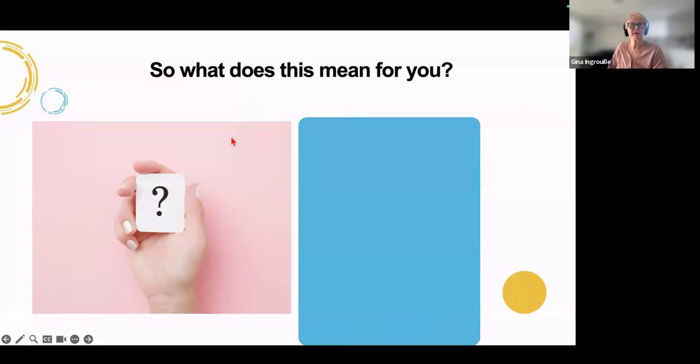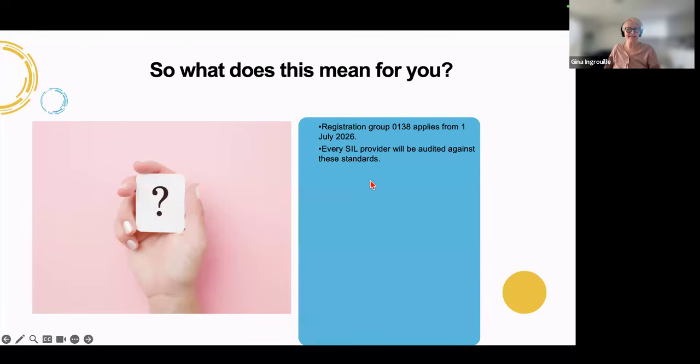Okay. So what does it mean for you? The registration group 0138 applies from 1 July. Every SIL provider will be audited against these standards.